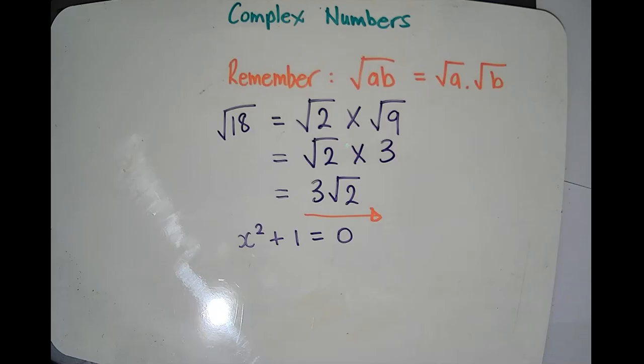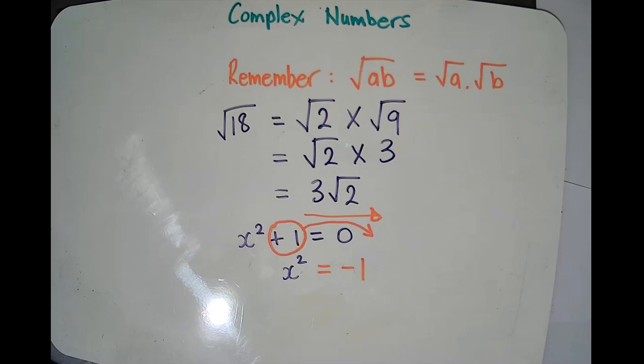Consider the next question. X squared plus 1 is equal to 0. I would like you to pause the video and solve for x. See if you are able to do it. First step is to move plus 1 over to the other side. This will give us x squared is equal to minus 1.